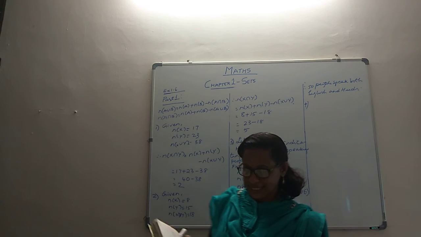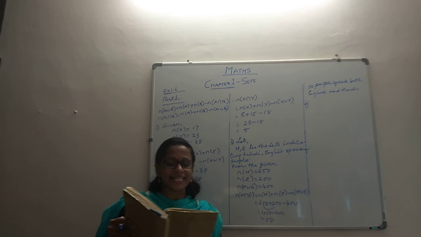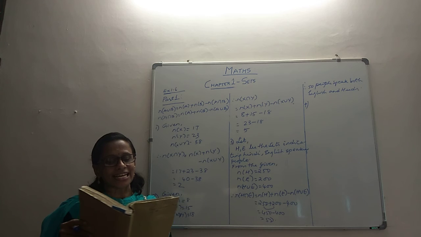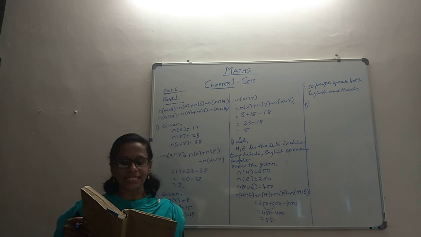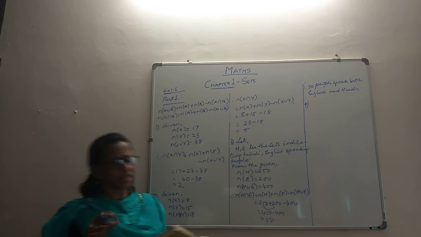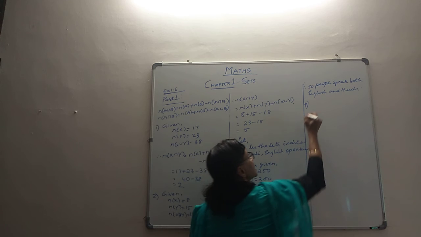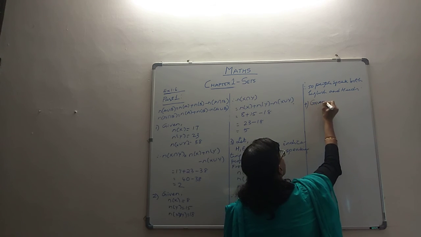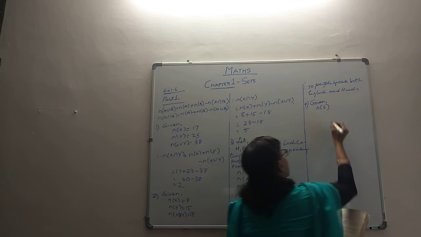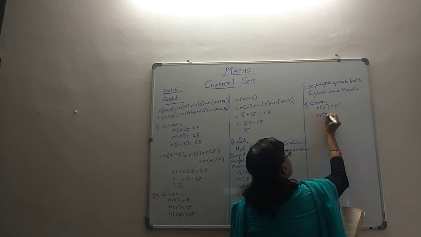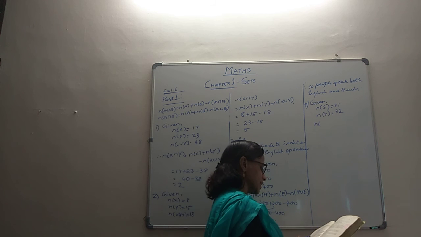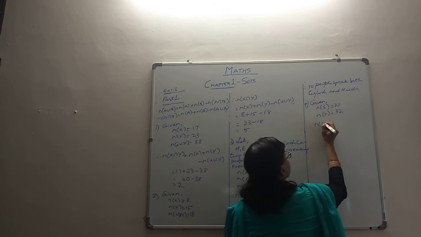Let's quickly take the fourth question. In the fourth question, they say that S and T are two sets such that S has 21 elements and T has 32 elements and S intersection T has 11 elements. How many elements does S union T have? They're again very direct. So let's write n of S. It is given to us that n of S has got 21 elements. N of T, the number of elements in T, is 32. And they have also given us the number of elements in the intersection as 11.